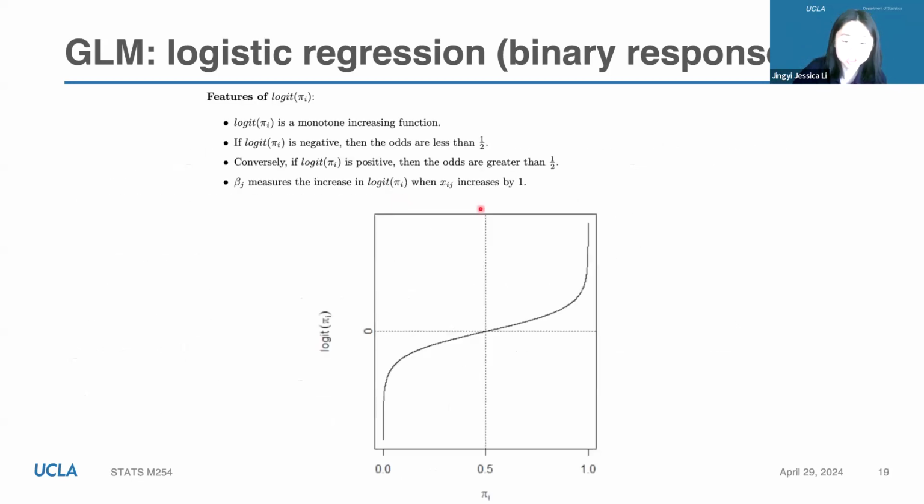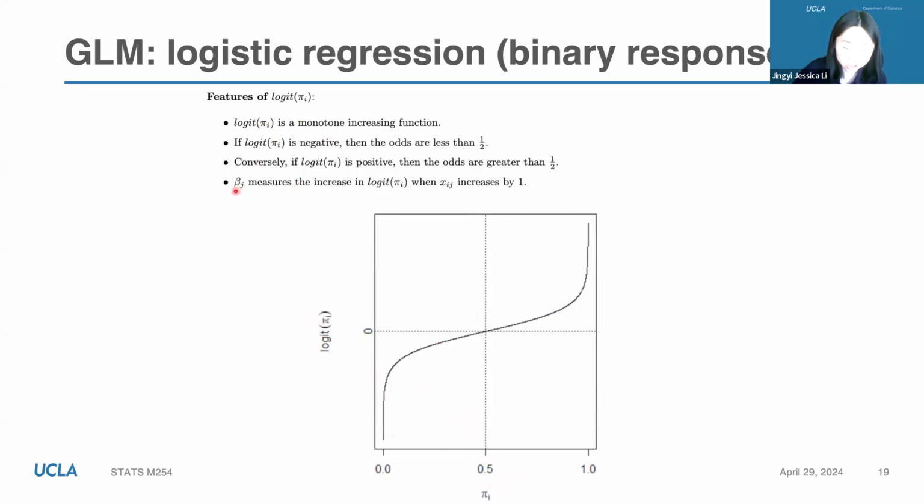Okay, this is just showing what the logit function looks like. First of all, we are plotting pi i on the x-axis and logit pi i on the y-axis. Then logit pi i is a monotone increasing function. Whenever it's negative here, the odds is less than 1/2. So for pi i less than 1/2, logit pi is negative. For pi i greater than 1/2, logit pi is positive.